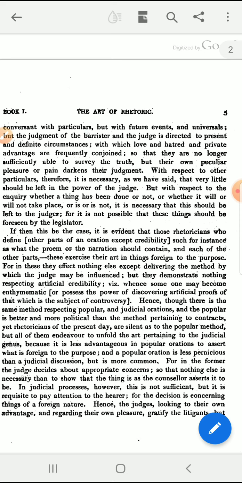But the judgment of the barrister and the judge in the court is directed to present and definite circumstances with which love and hatred and private advantage are frequently conjoined. In other words, there are often conflicts of interest, and the judges can be compromised, so that they are no longer sufficiently able to survey the truth, but their own peculiar pleasure or pain darkens their judgment.